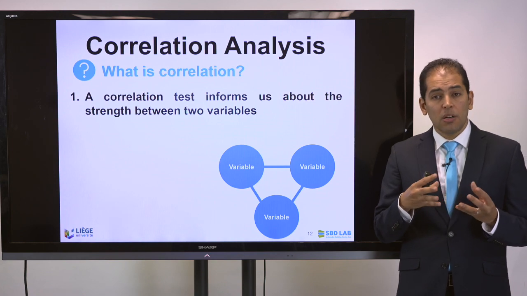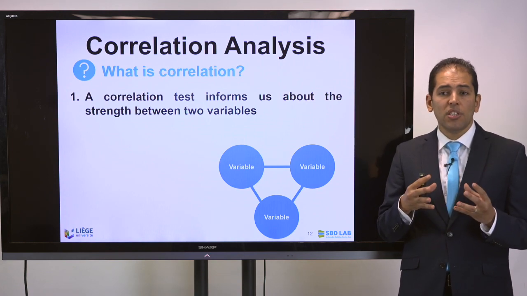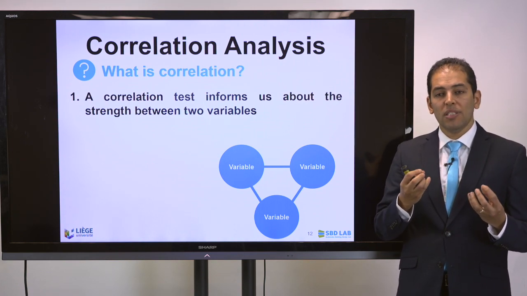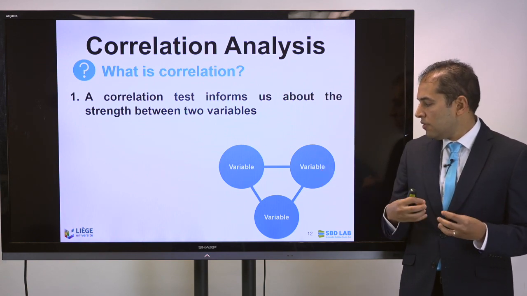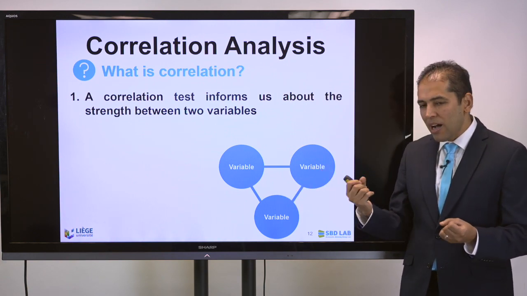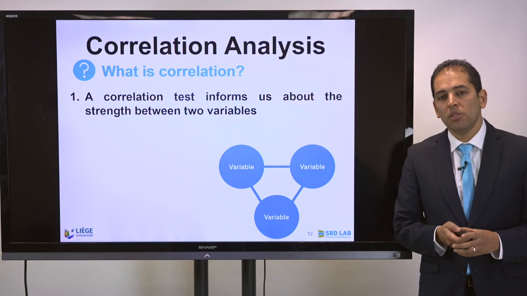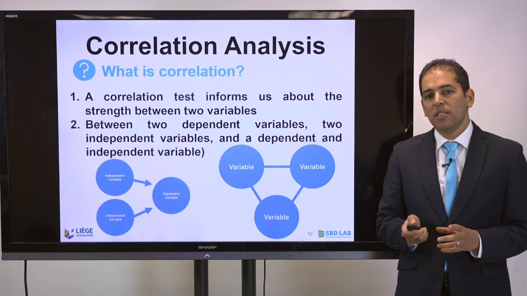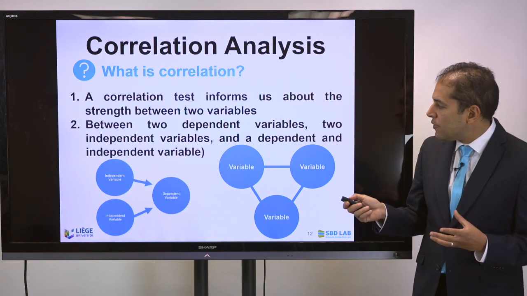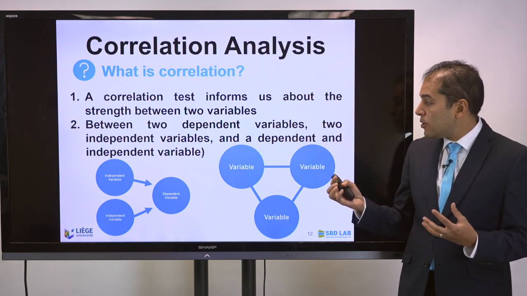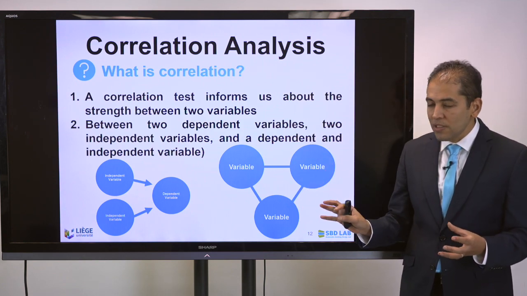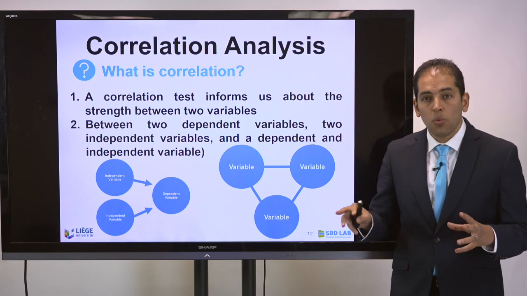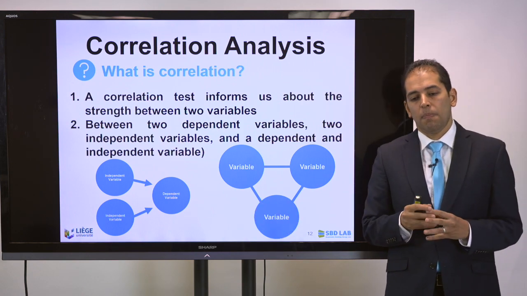Now, what is a correlation in fact? Actually, a correlation test informs us about the strengths between two variables or more. So we will see how strong there is a relation between those variables. And this means that between two dependent variables, two independent variables and dependent variables, we can conduct this relation and start to see what is this relation between them.